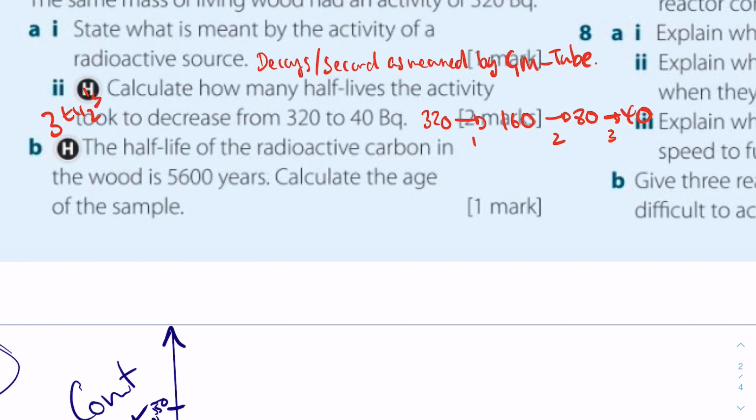The half-life of the radioactive carbon in the wood is 5,600 years. Calculate the age of the sample. Well, the age will be 3 times 5,600. 56 times 3 gives us 168, so 16,800 years.